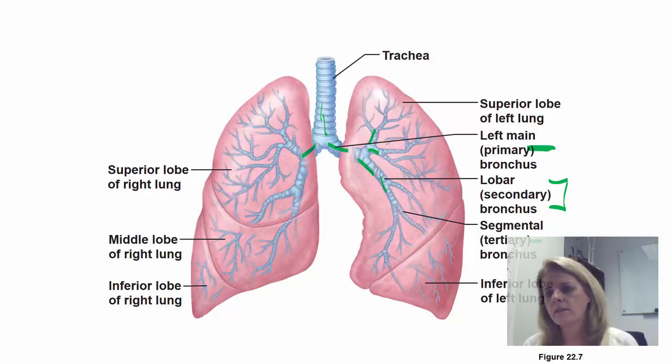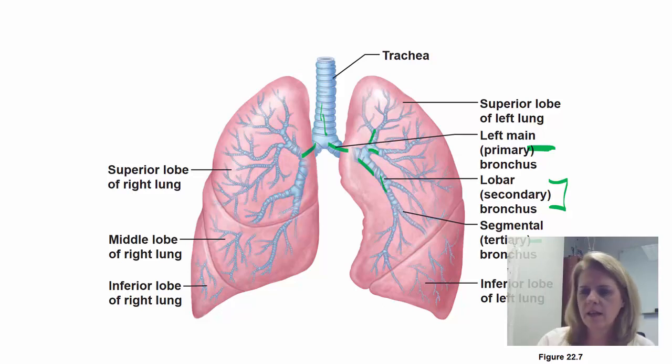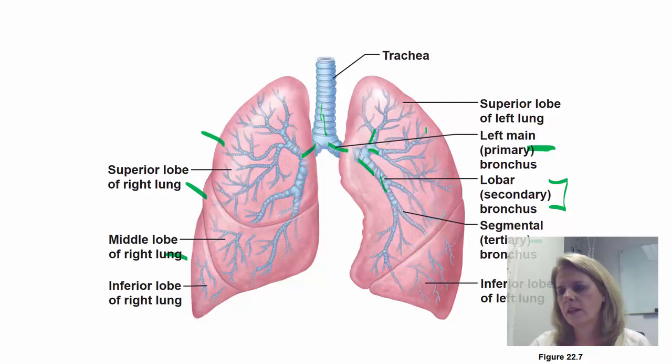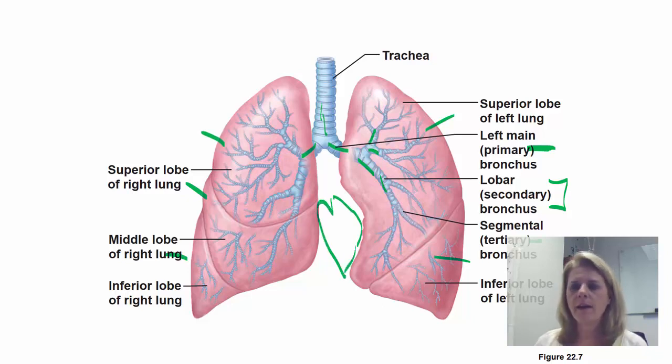If you look at the lungs, on the right side you have 3 lobes, a superior, middle, and inferior. And on the left you have only 2. You have a superior and inferior. And on the left you have that area that's kind of cut out for your heart. It's called the cardiac notch. So you can tell a left and right lung just by looking for this cutout.